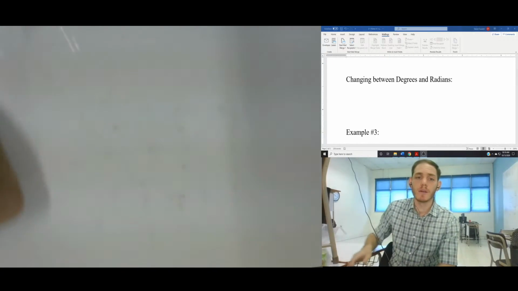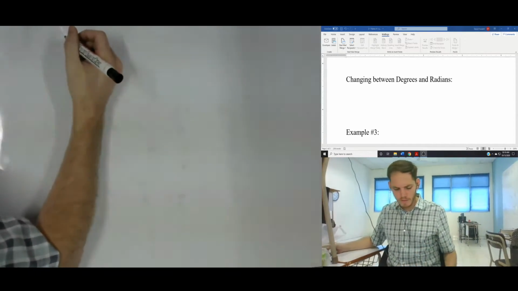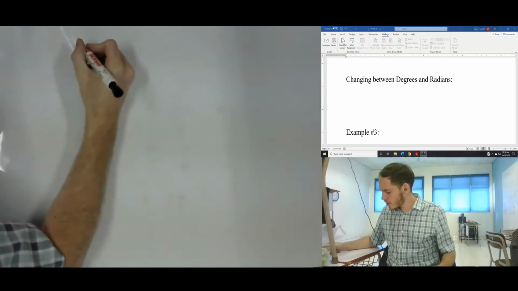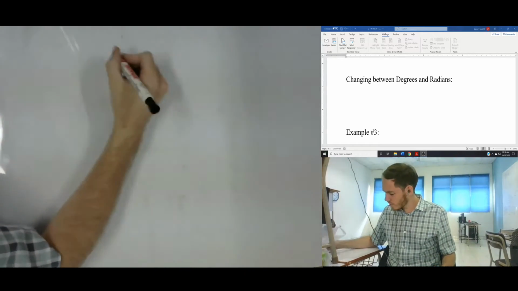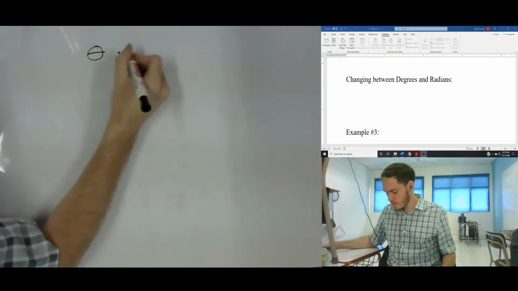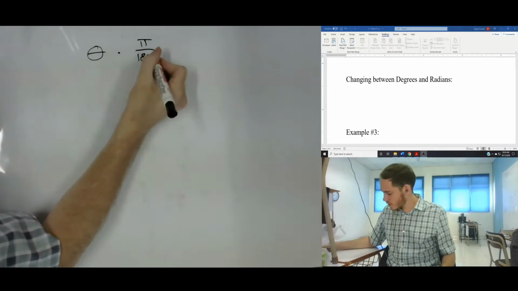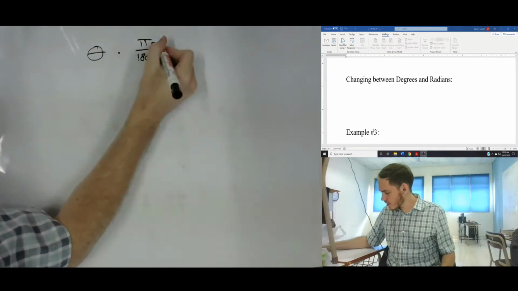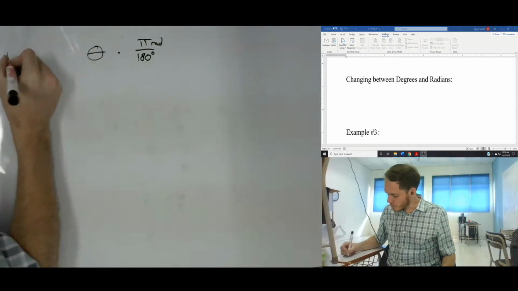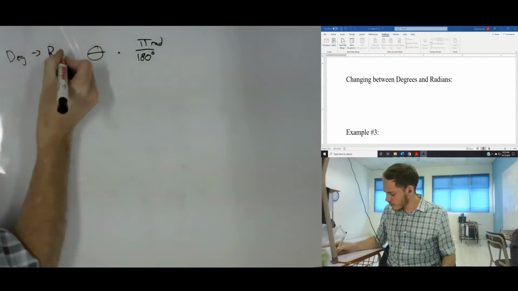So, changing from degrees to radians. There are two formulas you need to know. One, to change from degrees to radians, you need to multiply the degrees, so theta, times pi over 180 degrees. Okay, so this is radians. So this is from degrees to radians.